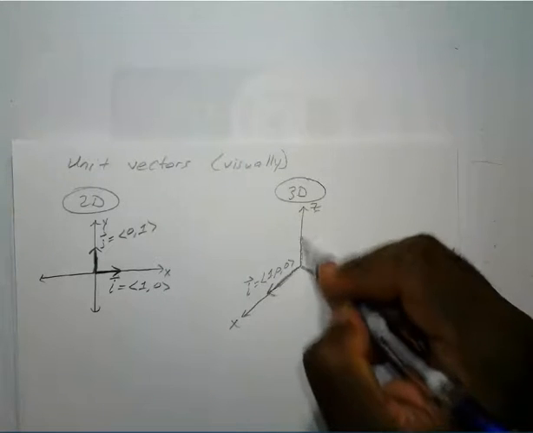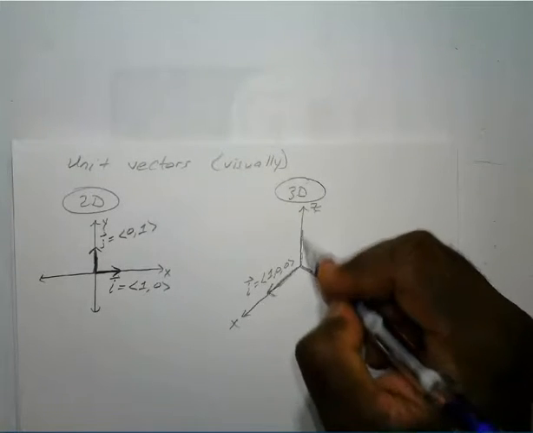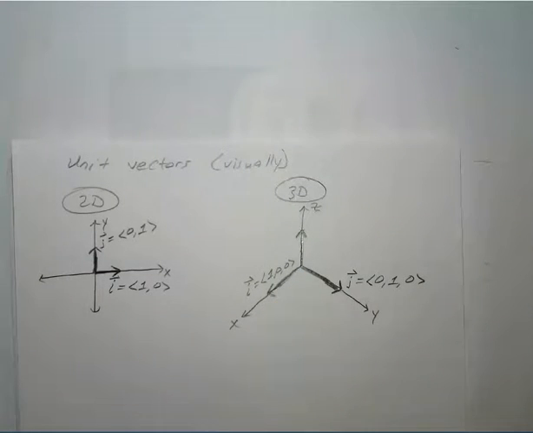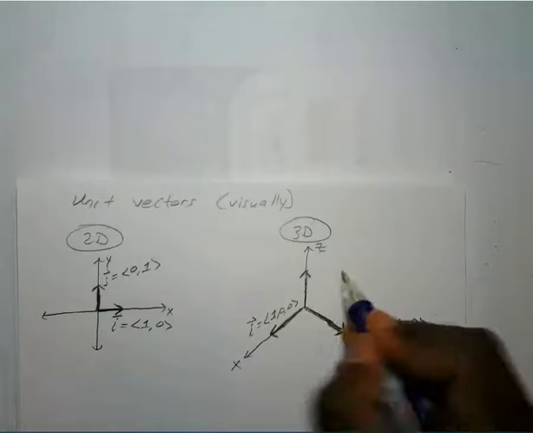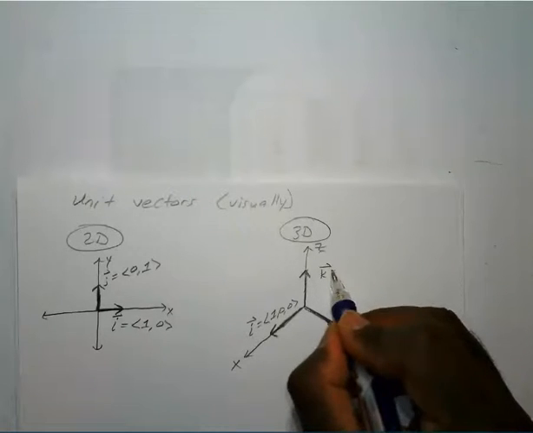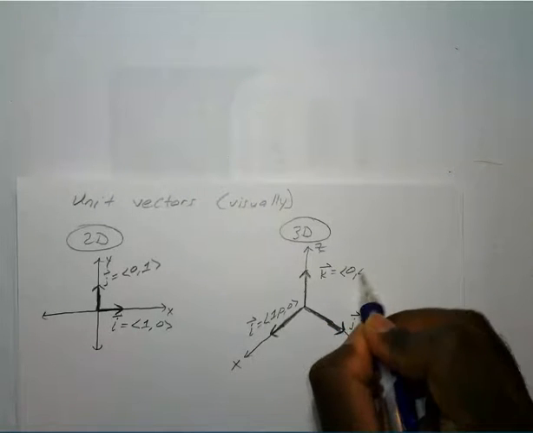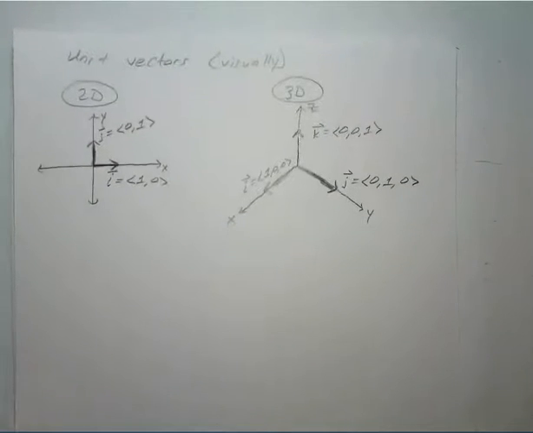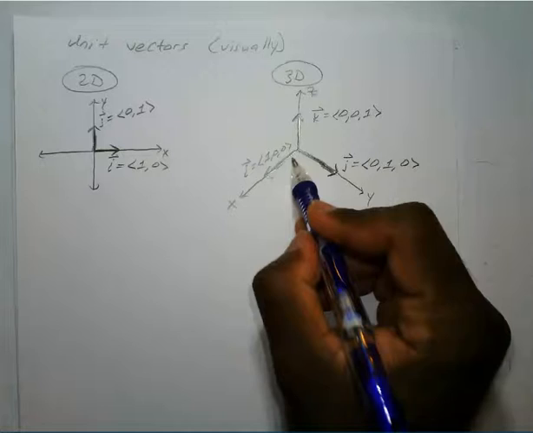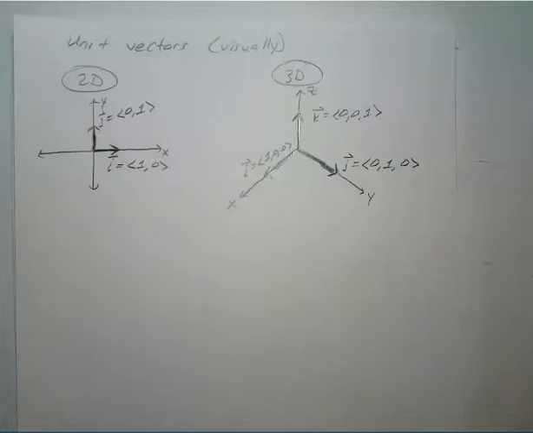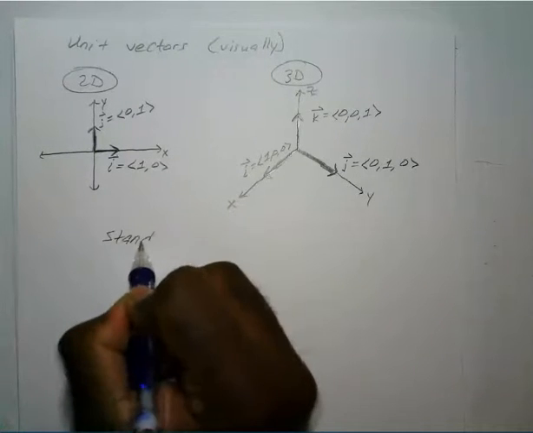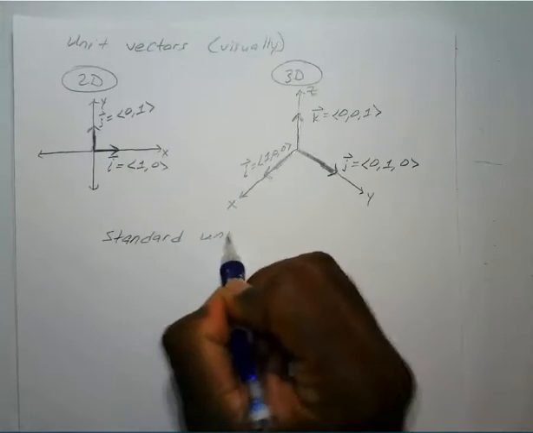So for our k unit vector, our k unit vector is 0, 0, 1. Okay, so that's how the unit vectors would look visually. Okay, so these are your standard unit vectors.